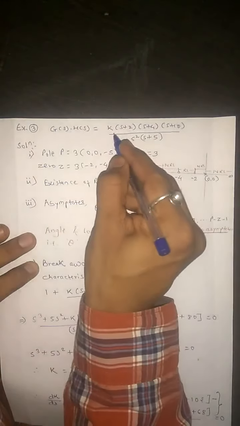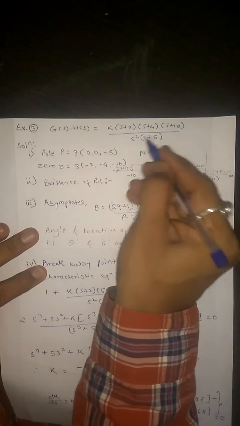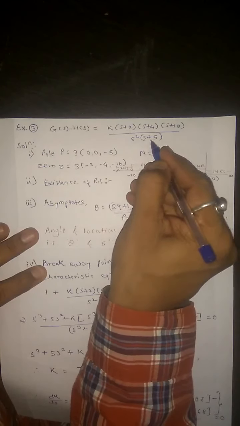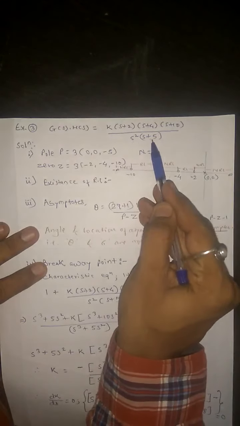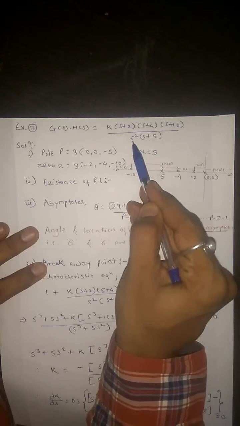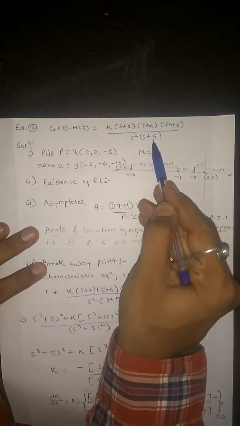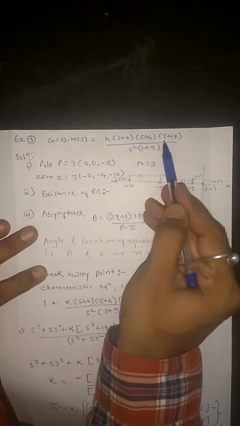The numerical is G(s)H(s) = K(s+2)(s+4)(s+10) / s²(s+5). So basically in this numerical we have 3 poles: s square, that is 2 poles, and the third one is s+5, and 3 zeros. So 3 poles and 3 zeros. Let us start with the numerical.